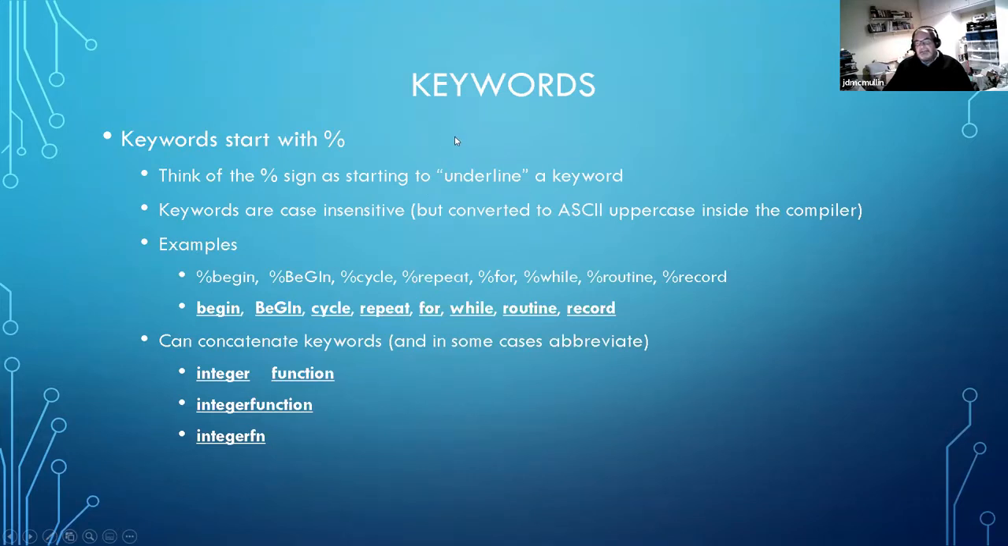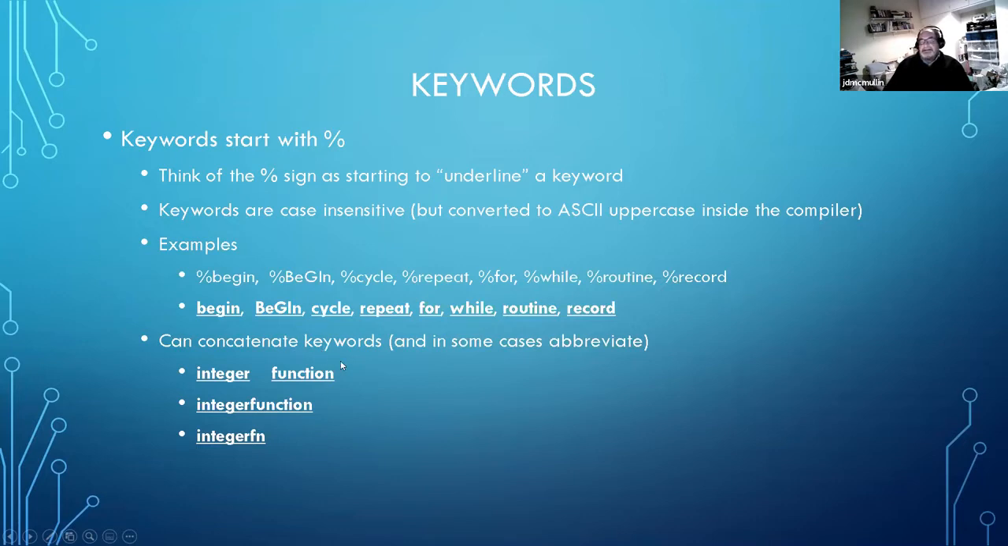All the keywords inside IMP start with a %. You've got to think of the % sign as actually starting to underline the keyword. Keywords are case insensitive, but are converted to ASCII uppercase. None of the Unicode stuff at the time, and I think they might have used EBCDIC at the time as well. So an example of a keyword like begin could be shown as BEGIN, and you can have uppercase and lowercase, but it will still get translated back to BEGIN, all in uppercase. Other keywords: cycle, repeat, for, while, routine, and record. I'll go over these later on.